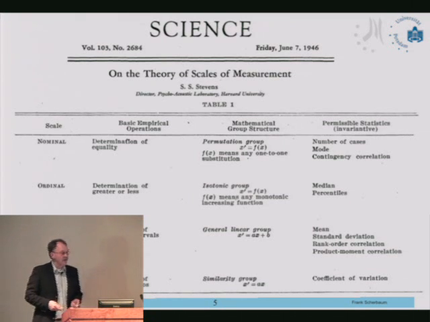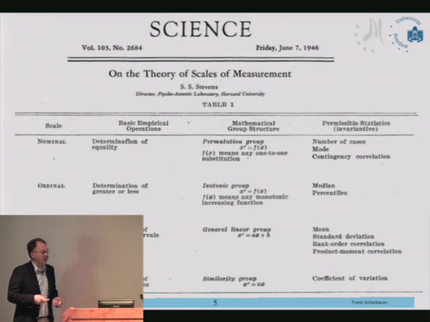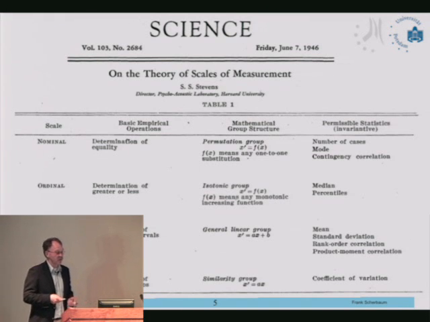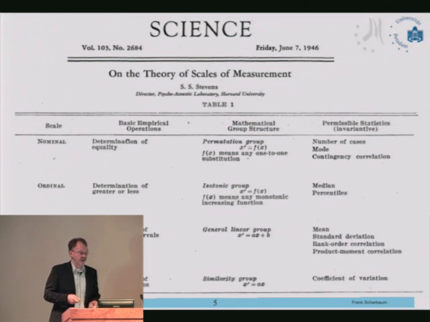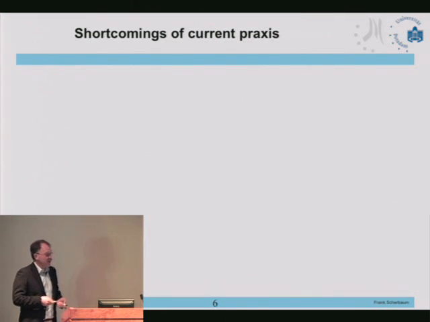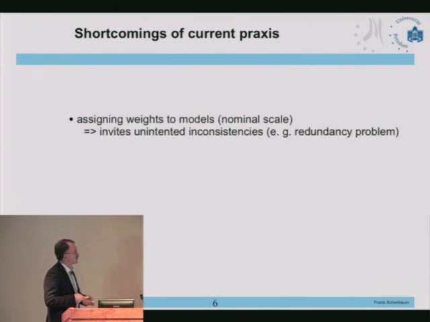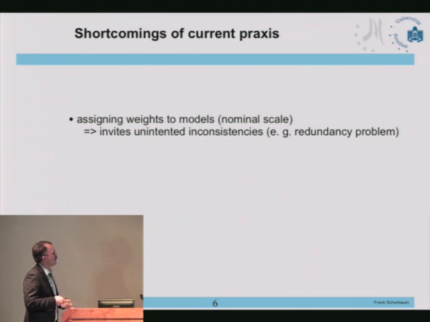On a nominal scale, we can only define equality and non-equality. So there's no order, but we can just say 2 things are different, but we cannot say how different they are. And this, however, is needed when we compare ground motion models. For example, when we want to deal with model redundancy or completeness of the model space. Therefore, in the way the logic tree analysis is usually done by assigning weights to models, we can only crudely deal with problems such as the redundancy problem. So it invites unintended inconsistencies in giving the weights.